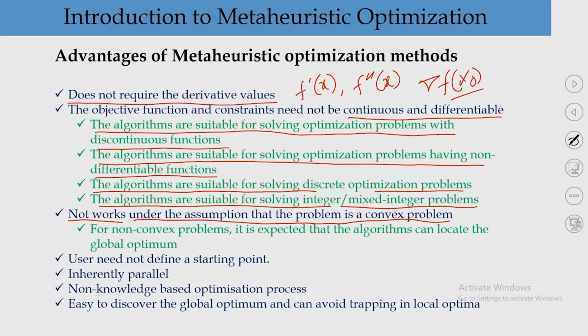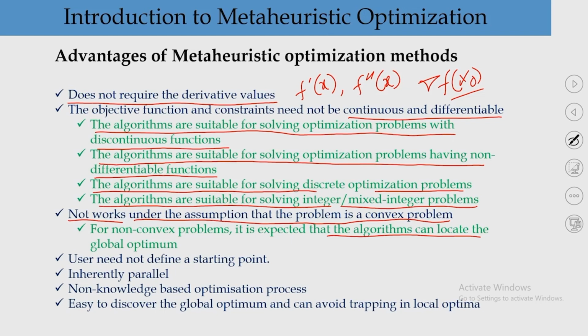So, what I will say is that if your problem is a convex problem, you go for a classical optimization technique, because they are very good algorithms for solving a convex problem. If you know that your problem is a convex problem, you apply the classical optimization method. Now, if your problem is a non-convex problem, then you apply the metaheuristic optimization method. I will suggest that you apply metaheuristic optimization.